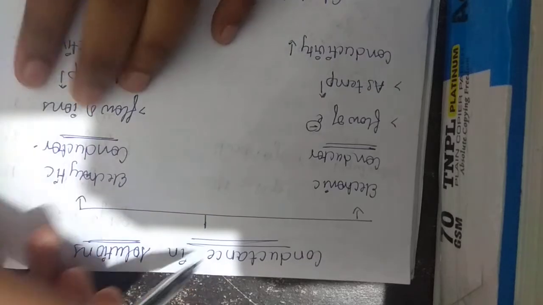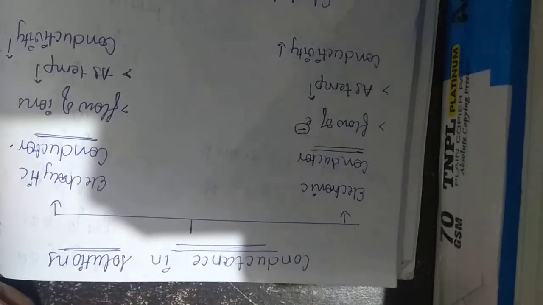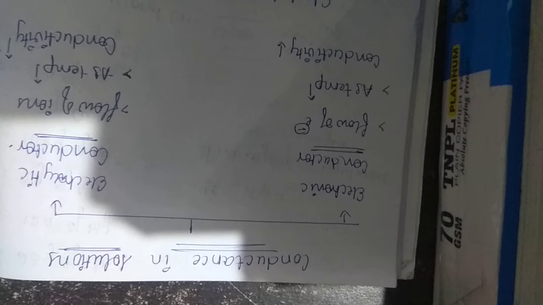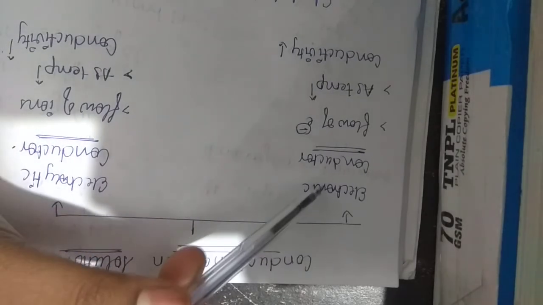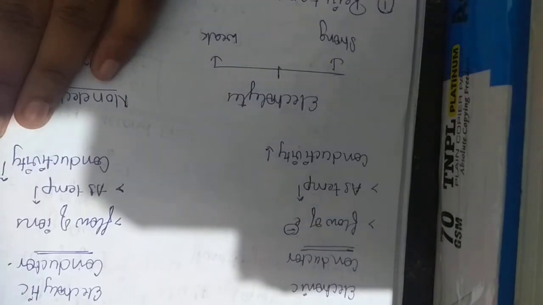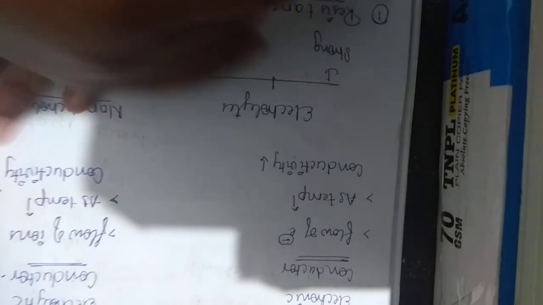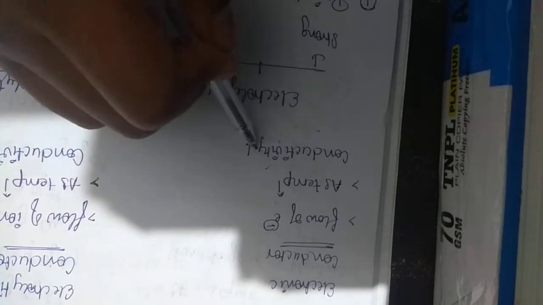Now, conductance in solutions. Now we have two types of cells, electrolytic cells and electrochemical cells. We have two types of conductors. The first thing is electronic conductor and the second thing is electrolytic conductor. From now it's going to be very easy. Electronic conductor is flow of electrons. As temperature increases, conductivity decreases.